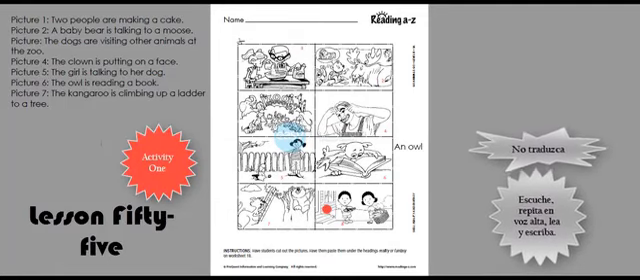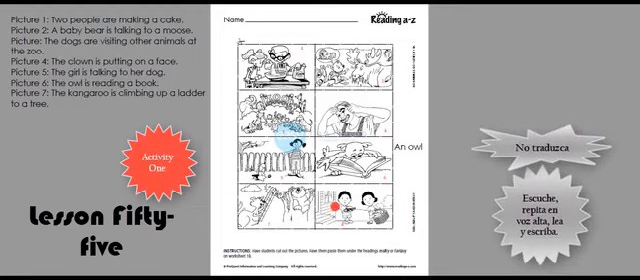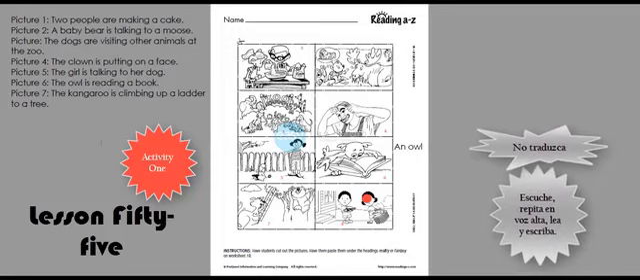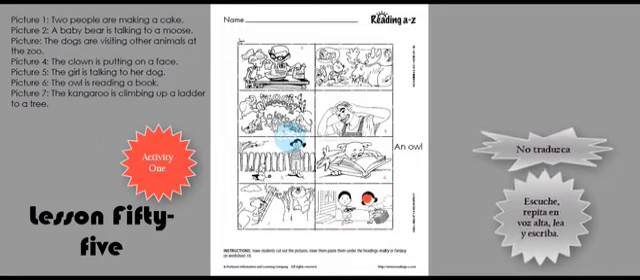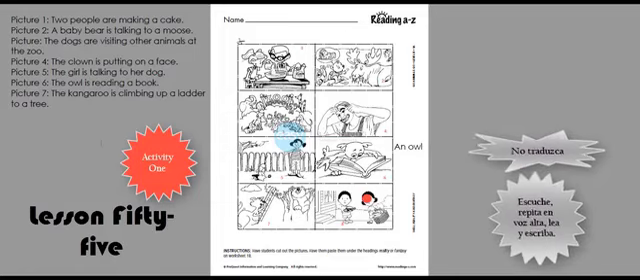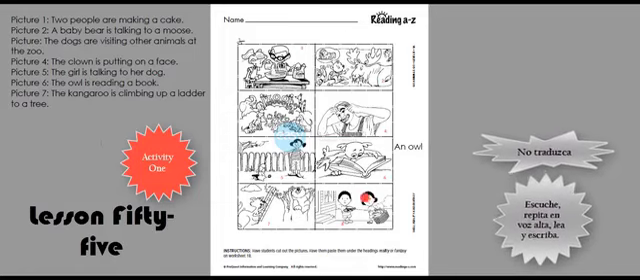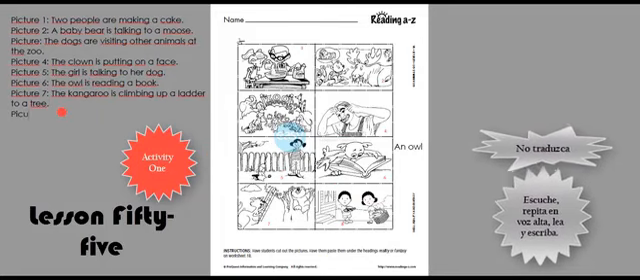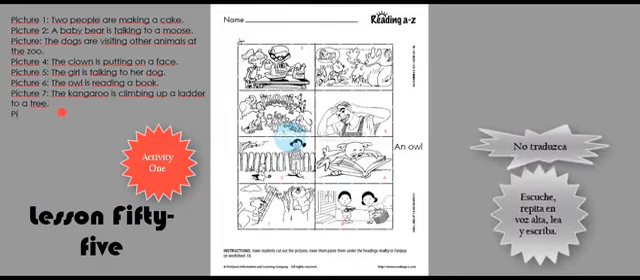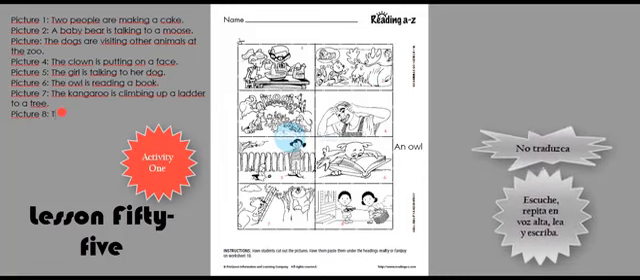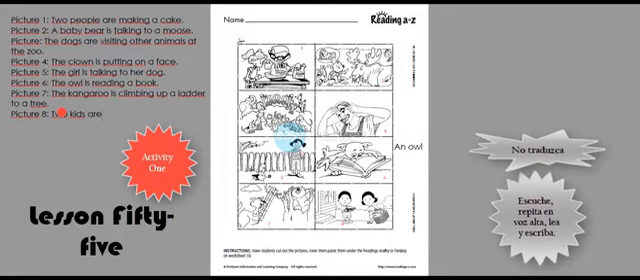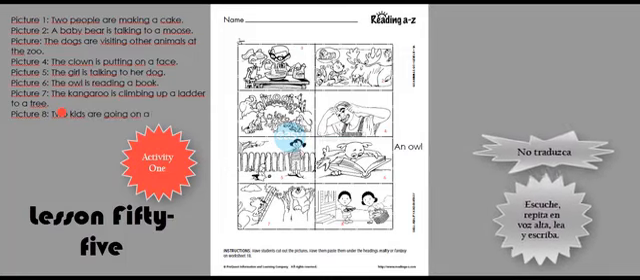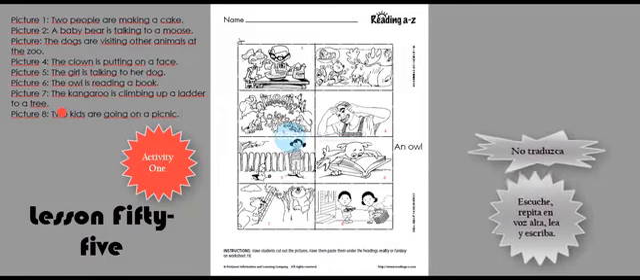And in picture 8, we see a boy and a girl going on a picnic. They are going on a picnic. They are getting ready to go on a picnic. So let me write this in here. Picture 8. Two kids are going on a picnic.